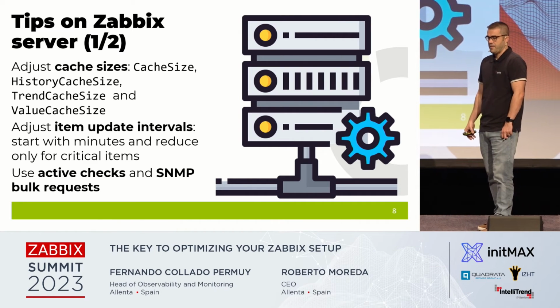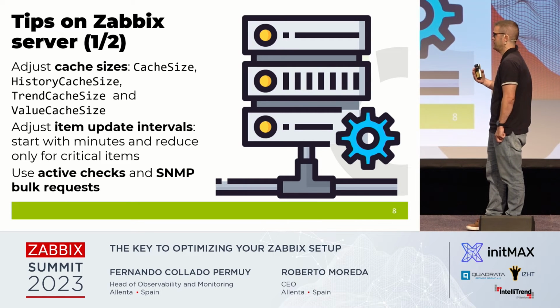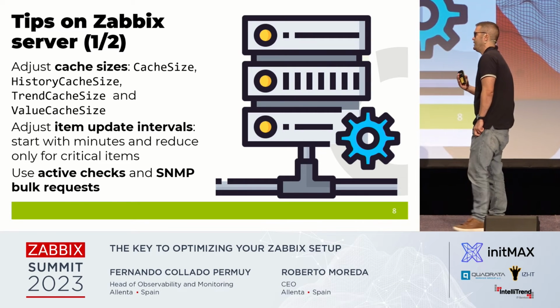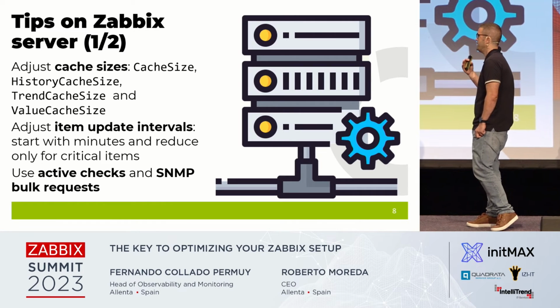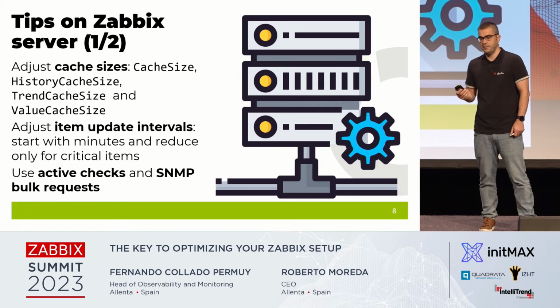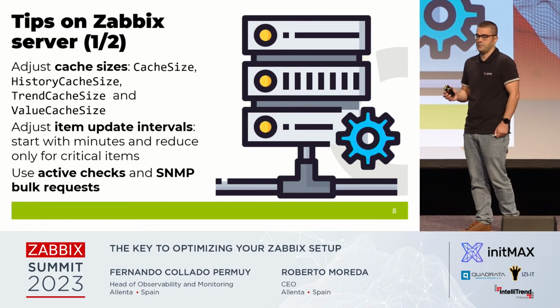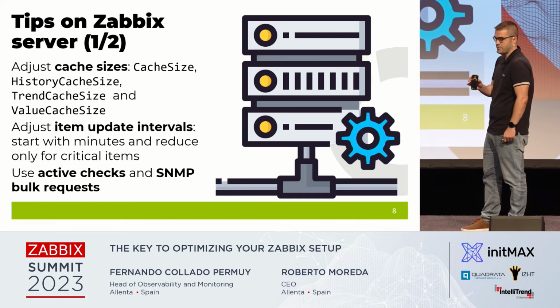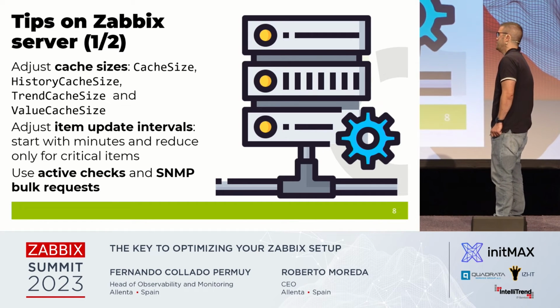Okay, please use the biggest data interval that you can use in any item. Start with minutes. Reduce it only for critical items. You could use overrides if you are using low-level discovery, in order to find a way to use small data intervals only in the items that require it.